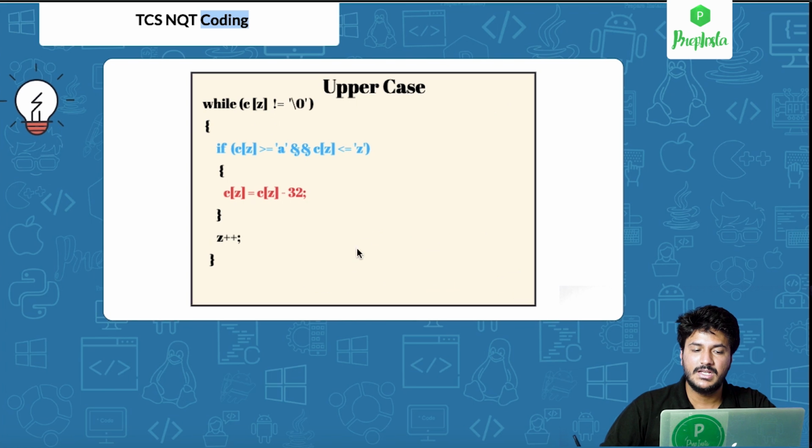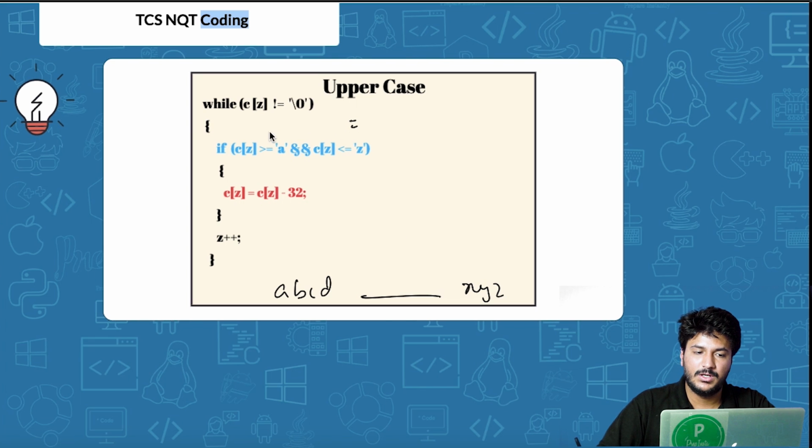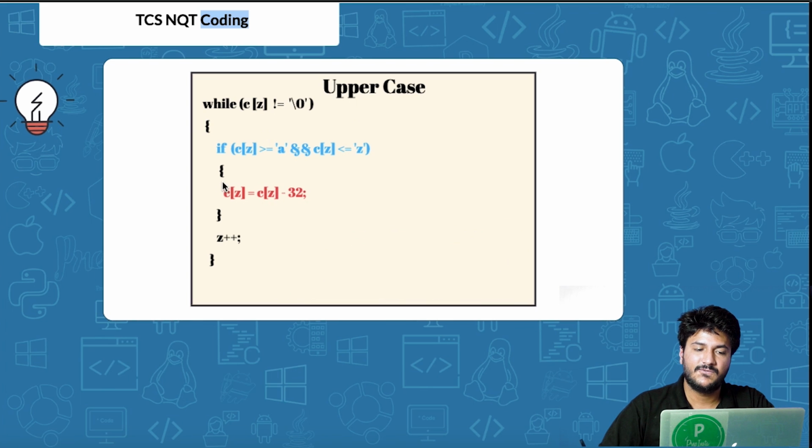If that is true, what you are trying to do is, in A, B, C, D, all the letters till X, Y, Z, and since we've also applied the equal to condition here, A and Z will also be included. You're saying all the characters that have an ASCII value in this particular range, you apply this for all of them. Now what happens is, this C of Z is equal to C of Z minus 32.